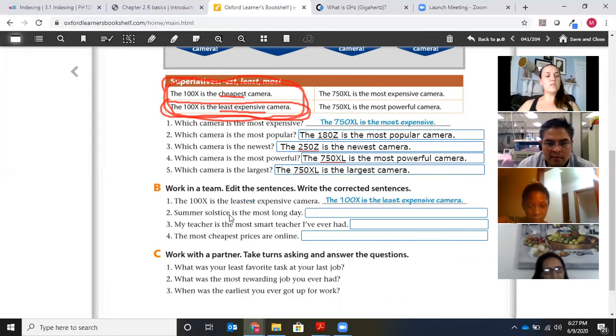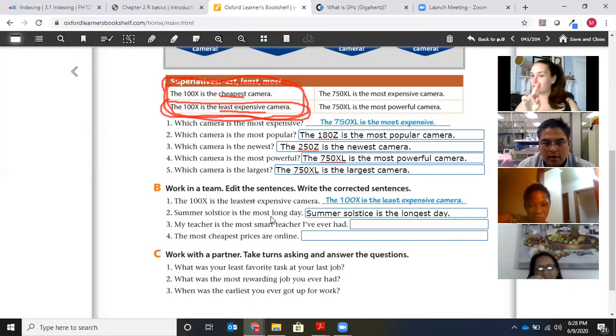Okay? So number two, Ada, you're up. The summer solstice is the most long day. The summer solstice is the longer day. The longer day or the long day? Longest. The longest. Good, the longest day. You were almost correct, right? Because longer is just when it's two. When it's all of them, it's the est, right? Longest. Perfect, we got it.